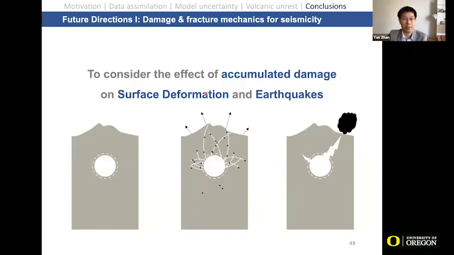Here are some future directions I want to pursue when I get to Carnegie. First is to consider the effect of accumulated damage when we study surface deformation and earthquakes. So far, the model can only accurately forecast the onset of the fracture at the magma reservoir. Once the fracture has been created, the material property has already changed, so we didn't consider that effect. So in the future, I want to consider that effect.